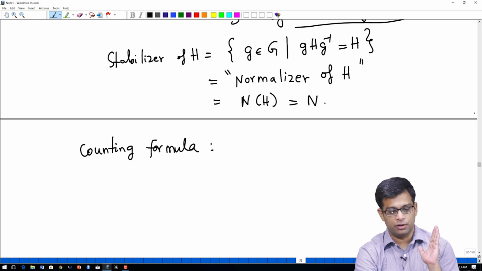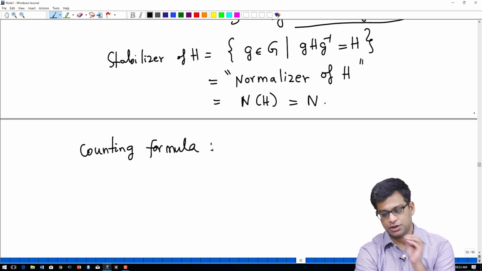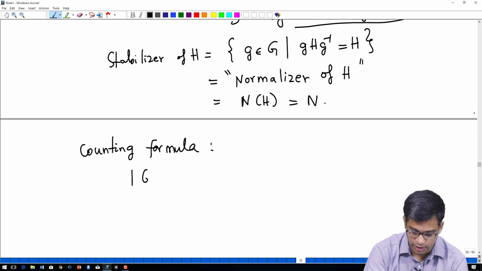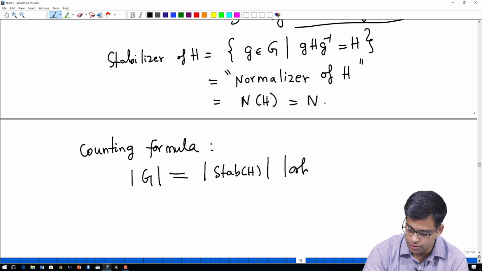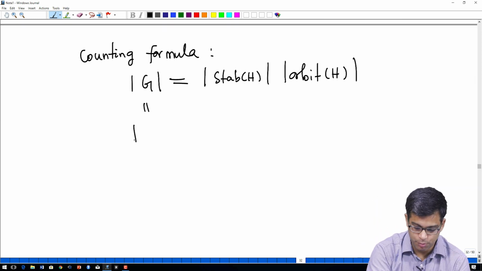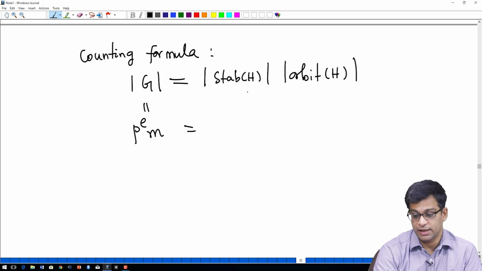Counting formula applied to this particular G action on S and for the element H. It says that the cardinality of G is equal to the cardinality of the stabilizer of H times the orbit of H. This is the counting formula. This is p power e times m. This is equal to, what is the stabilizer of H?